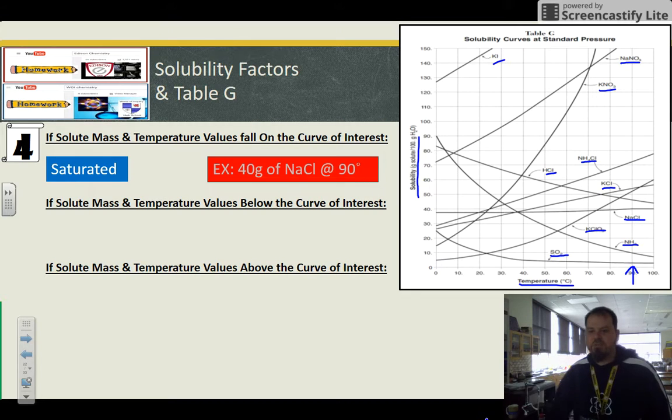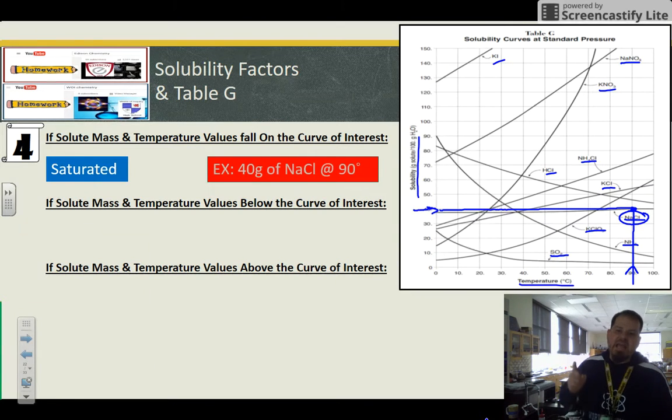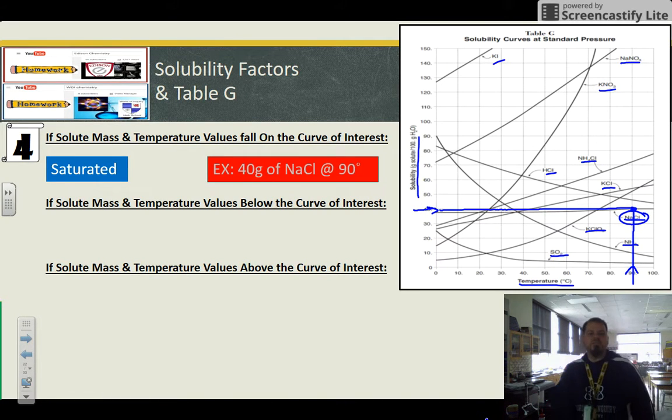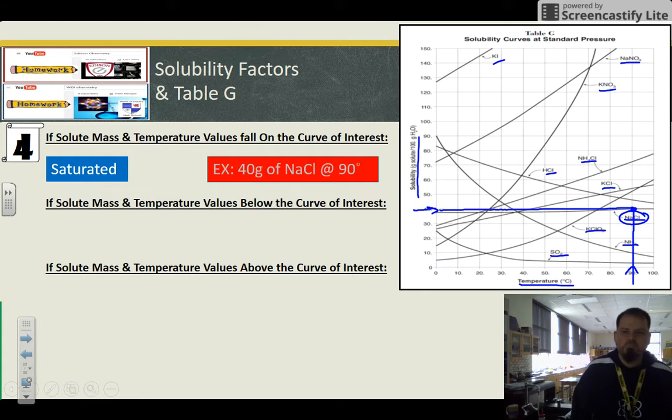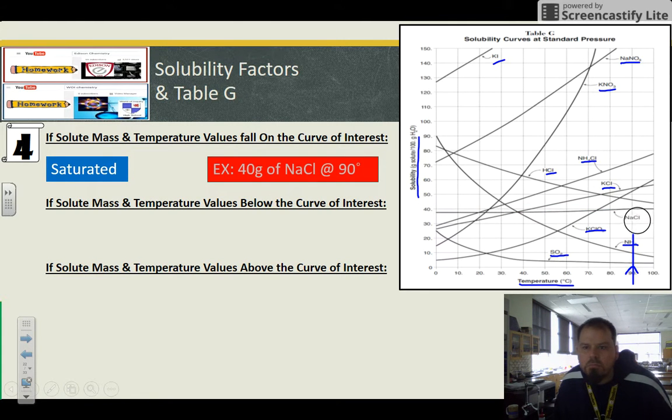So Monaco's going to show you 90 degrees. He's going to find you 40 grams, and he's going to connect those two points. And then we're going to relate them to NaCl, our line of interest, and we just so happen to be smack dab on the line. On the line, saturated. Good? Any questions from you out there? Nope. Good, then we're moving on to the next one.